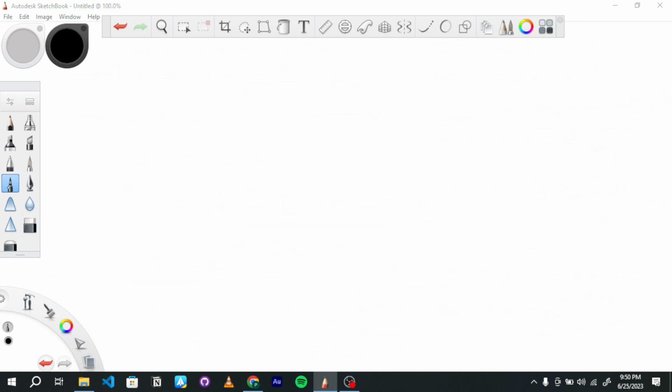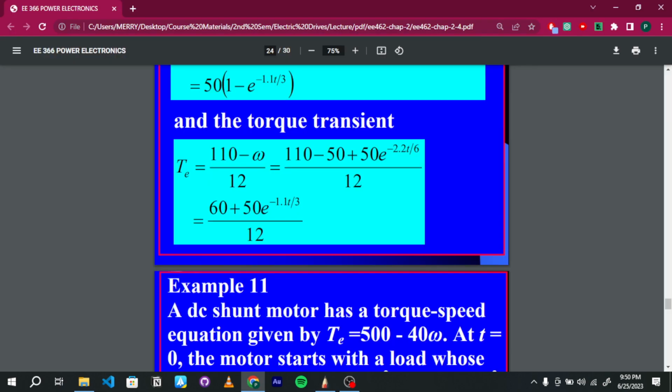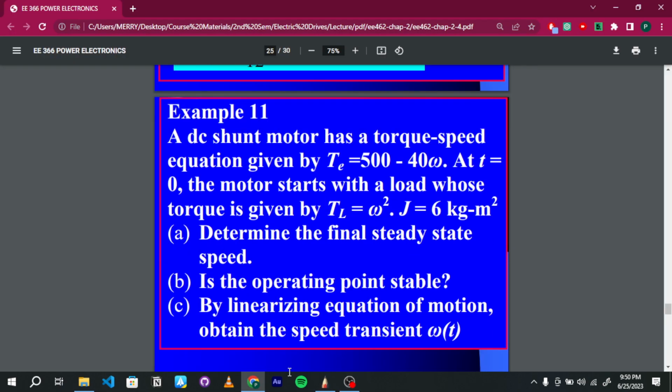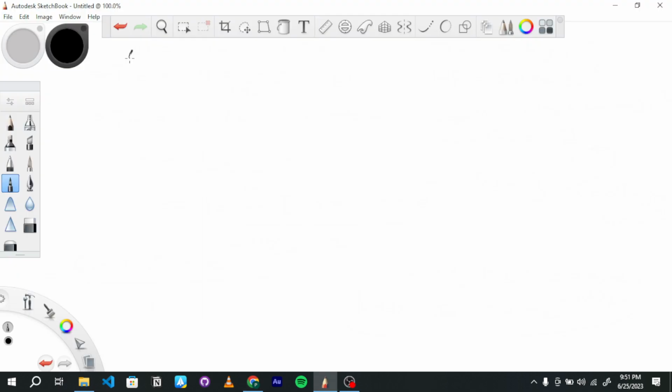Let's take the next question. The next question says: a DC shunt motor has a torque speed equation given by Te is 500 minus 40 omega. TL is omega squared.